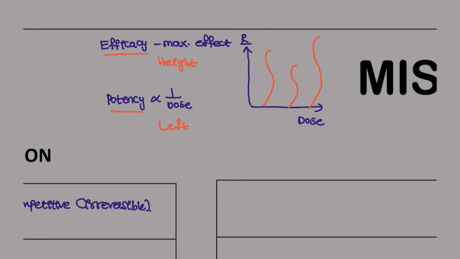So this is the left, this is the right. The drug which is more on the left side is the more potent drug. So let's say, based on this graph, this is A, this is B, and this is C.